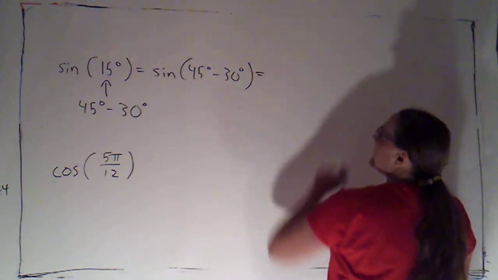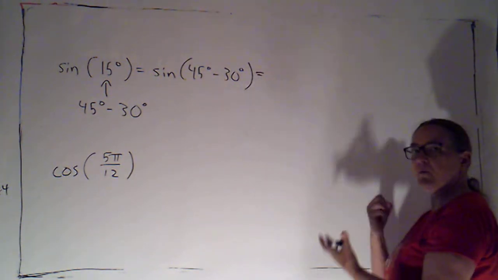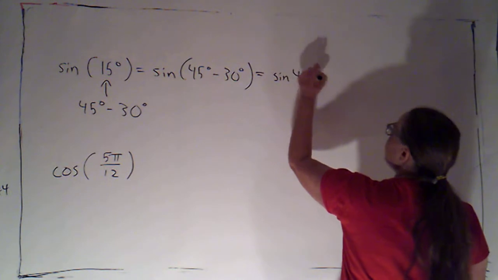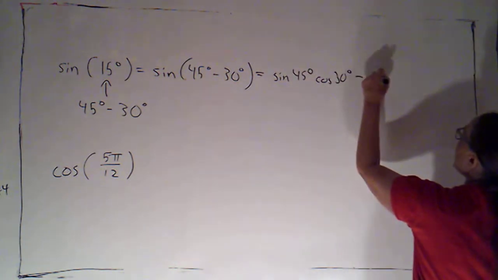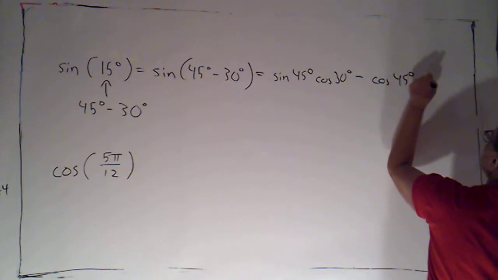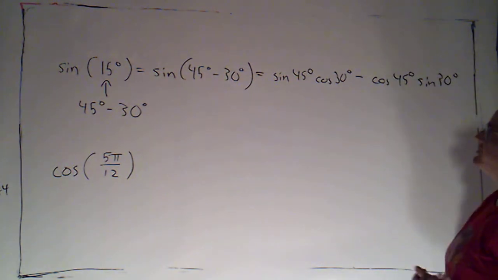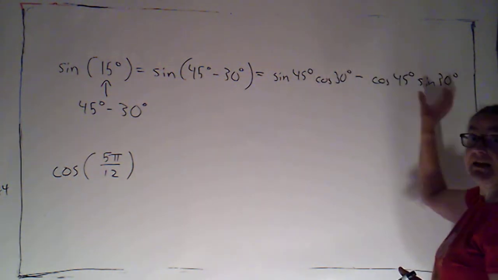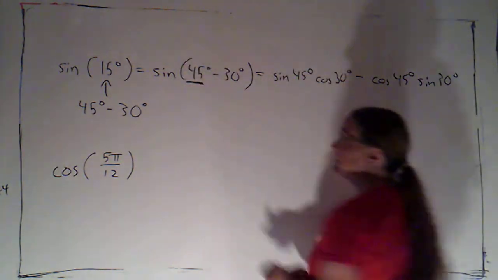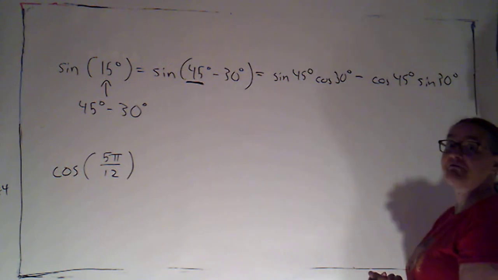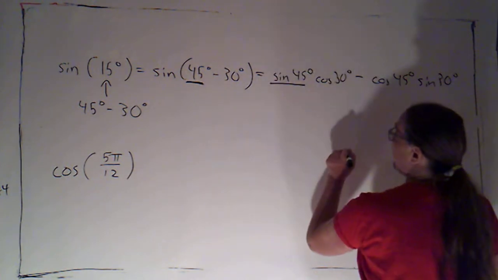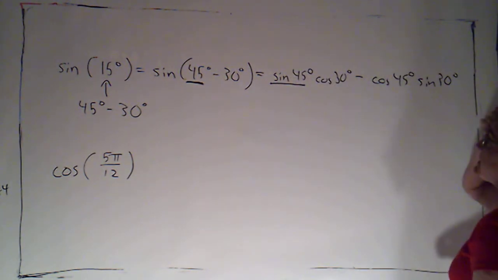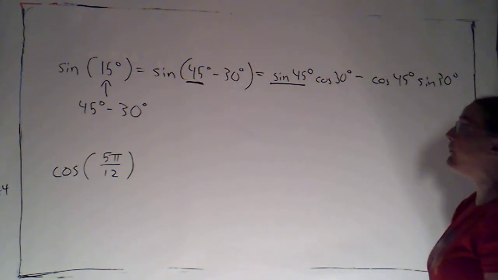But I'm mixing up sines and cosines. With the sum formula, it's a plus. So with the difference formula, it's going to be a minus. So it's sine of 45 times cosine of 30 minus cosine of 45 times sine of 30. All of those degrees. Do notice, because this one ends up being a subtraction problem, the order in which you write them is important. This started with 45 degrees. I was subtracting the 30 from it. And so I did sine of 45 times cosine of 30 as my first term. That was the positive one. Okay, excellent. So now I just need to evaluate these four values.